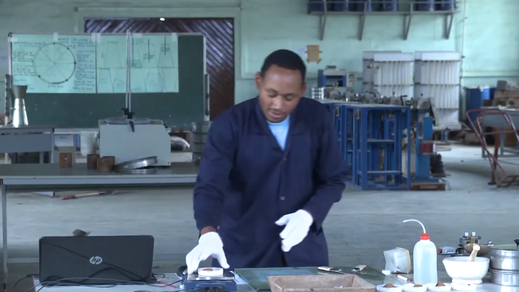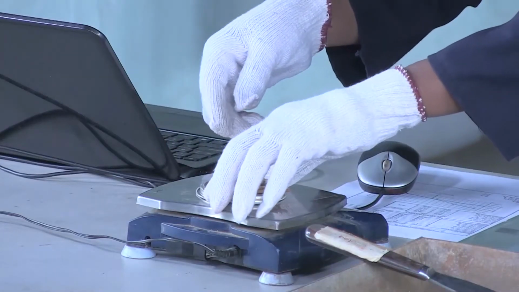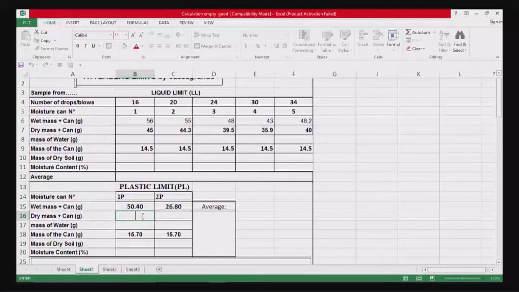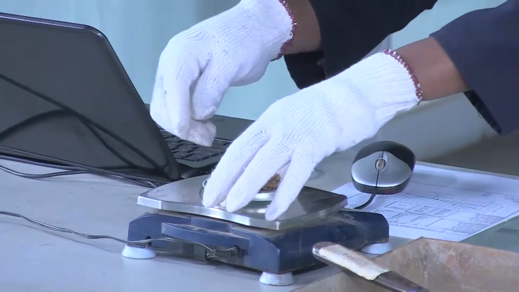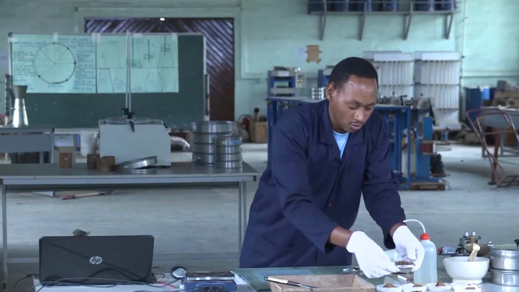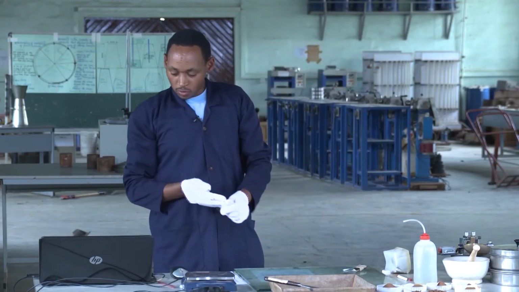Then we call the dry mass for plastic limit. Remember that this mass includes the mass of can and sample. Get 45. Do the same as previous. This is 25.1. After taking those records, we are going to do the calculation.